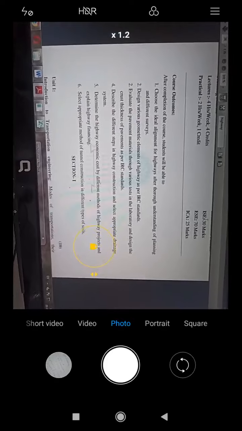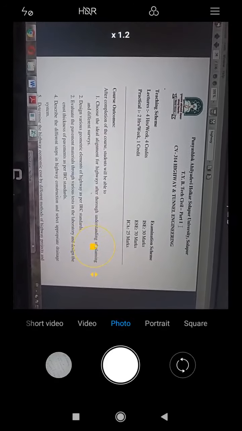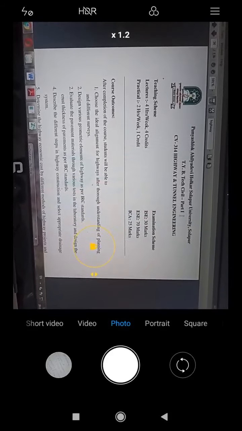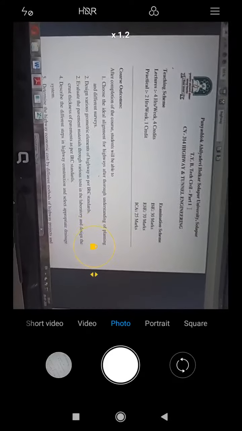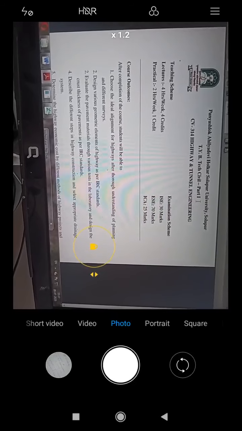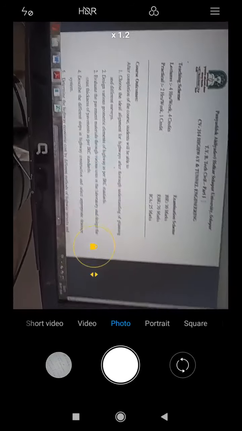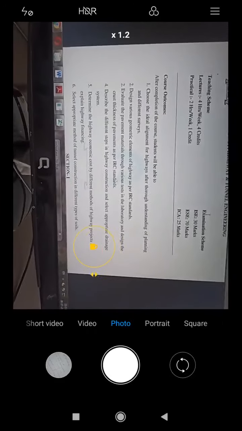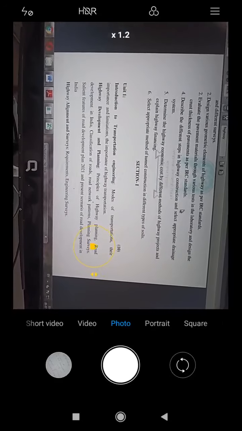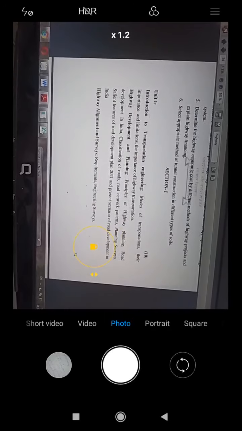So, as per the name given to the subject, highway and tunnel engineering, it basically contains two sections, first section and second section. The first section is related to highway and the second section is related to tunnel engineering, but basically it has 8 units. We will discuss them one by one. In the first section there are 4 units and in the second section there are 4 units.